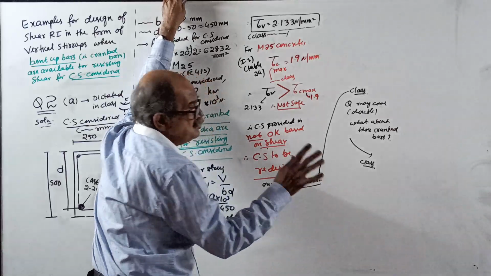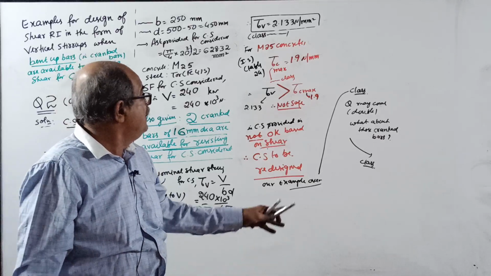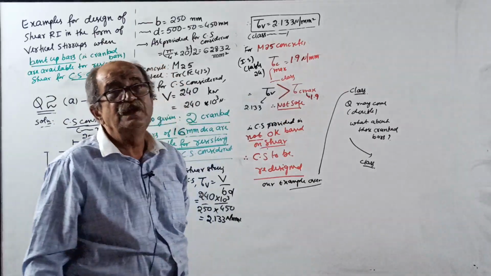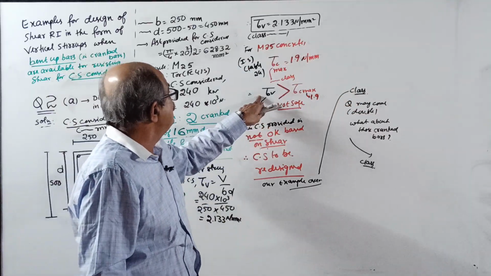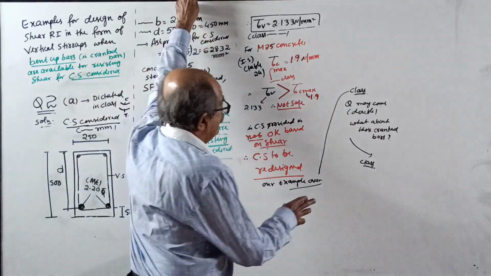Our example is over. Somebody will ask, how to redesign? You redesign the cross section so that tau V comes within tau C maximum. Then what to do? Then wait for the next questions. When tau V comes less than tau C maximum, further questions are coming. Refer to that one. Over.